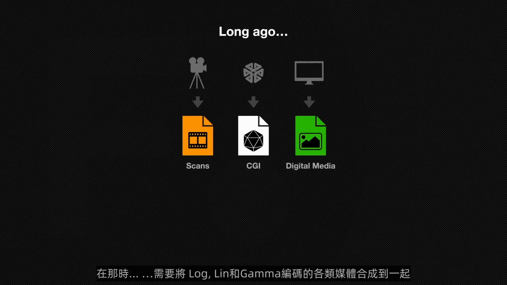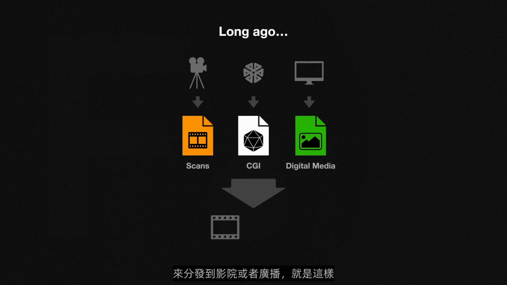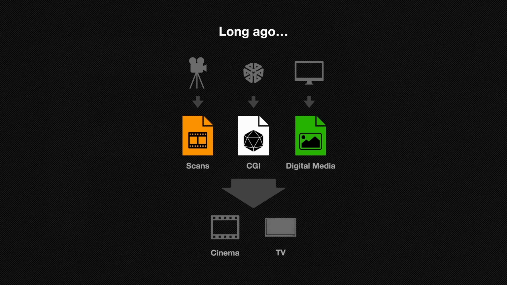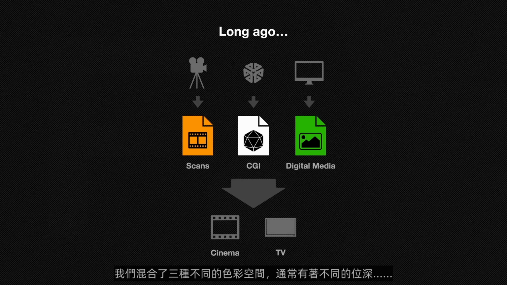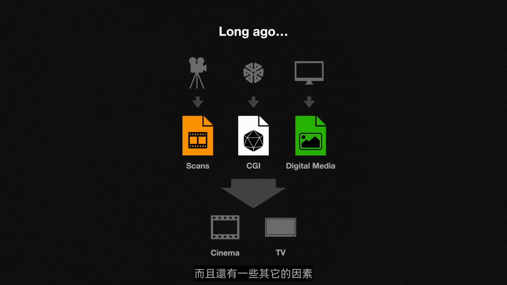Those times. Log, linear, and gamma encoded media that you comp together and then you deliver either for cinema or broadcast. That's it. And we thought that was already complicated because you had to keep in mind we were mixing 3 different color spaces and usually different bit depths as well, and other factors.